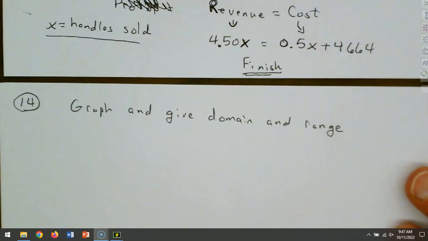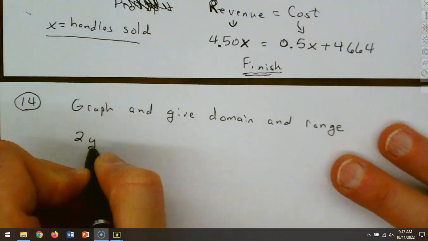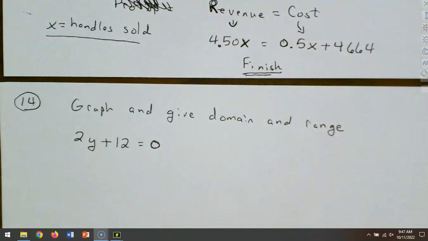Okay, so let's look at what we've got. We've got 2y plus 12 equals 0. Now, I want to graph this line. Okay? If you only have one variable, it's either a vertical line or it's a horizontal line, depending upon if you have the x or the y. If you've got both variables, it's a diagonal line. Okay? We only have the y. So the only thing I can do is I can solve this for y.